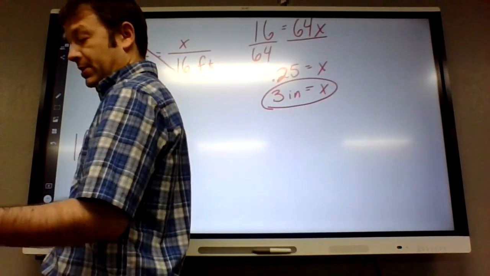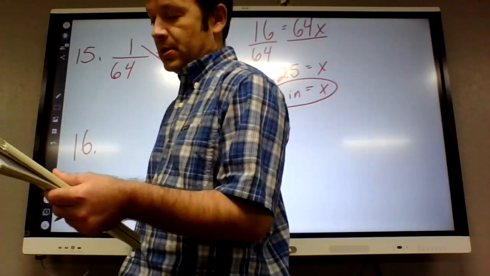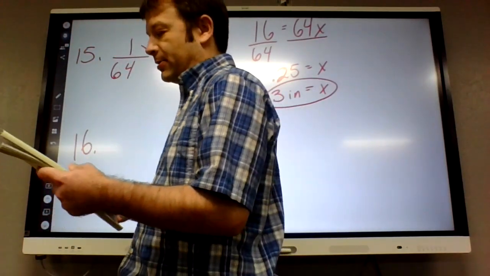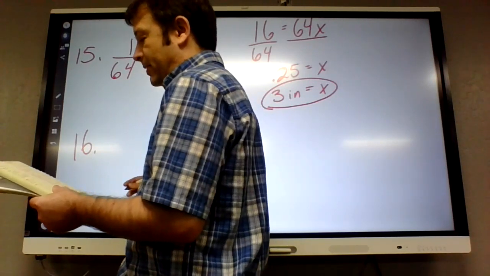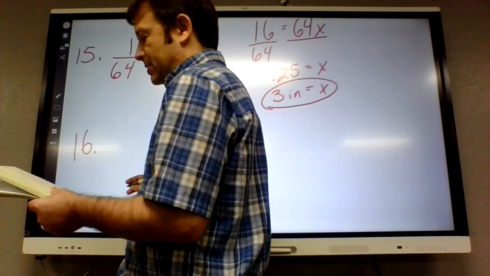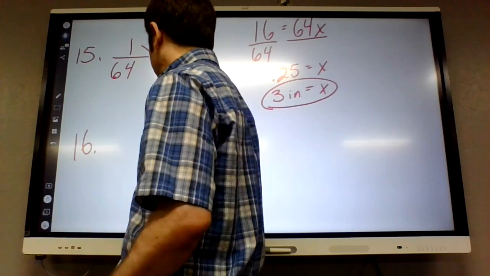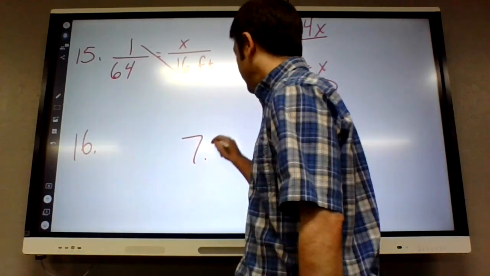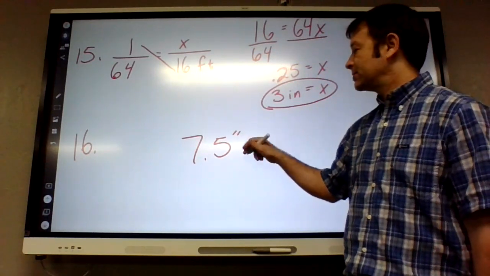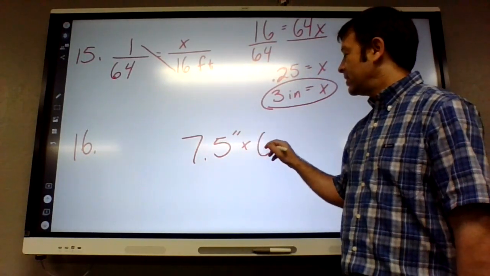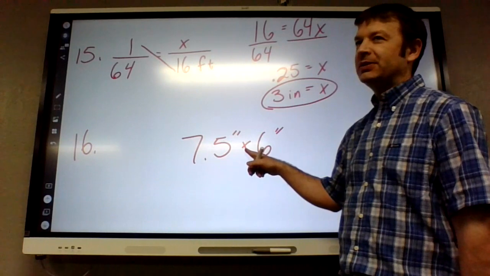All right, 16. The dimensions of a rectangular room are drawn at 7.5 x 6. Okay, do you guys know what that stuff means? Okay, let's start with this thing. What does that mean? Inches. Okay, do you know what this means?